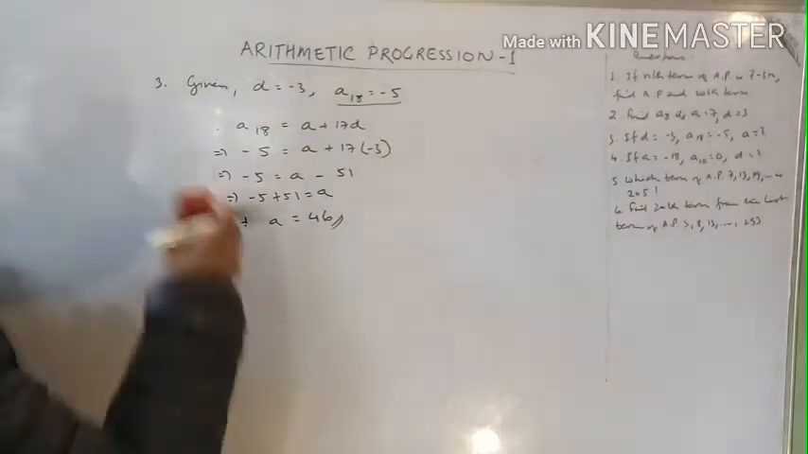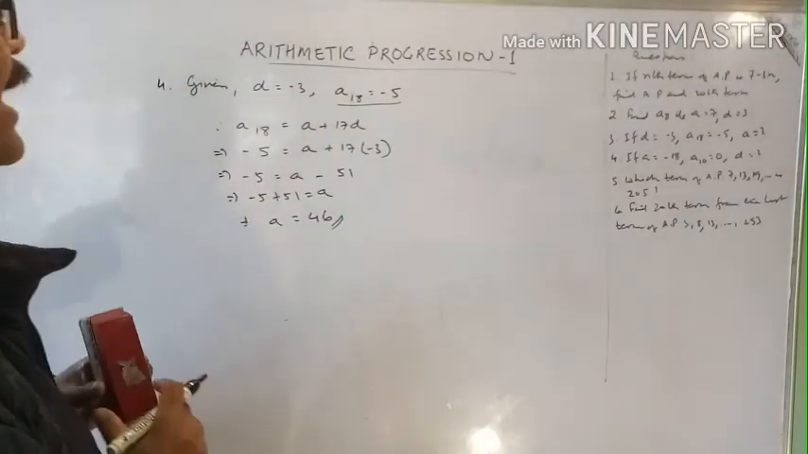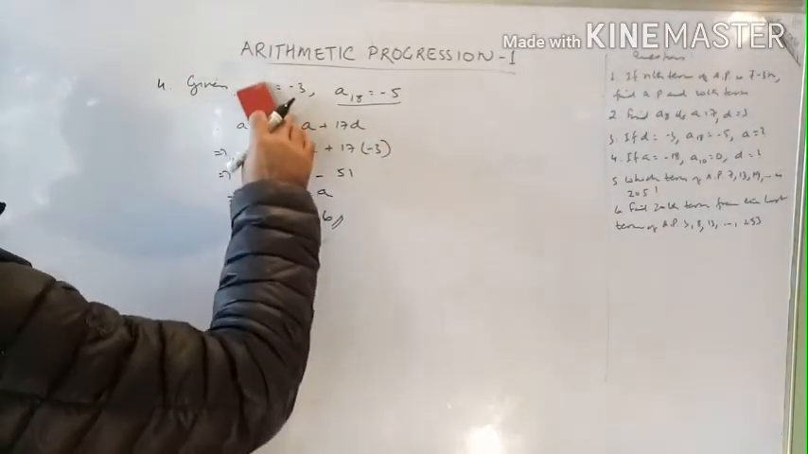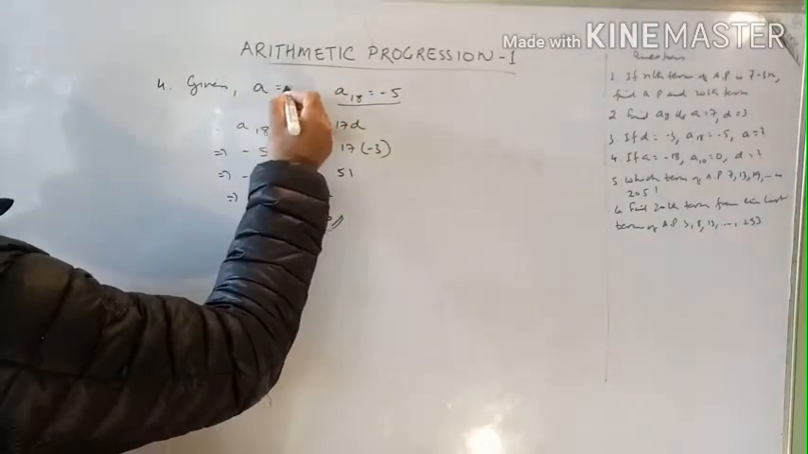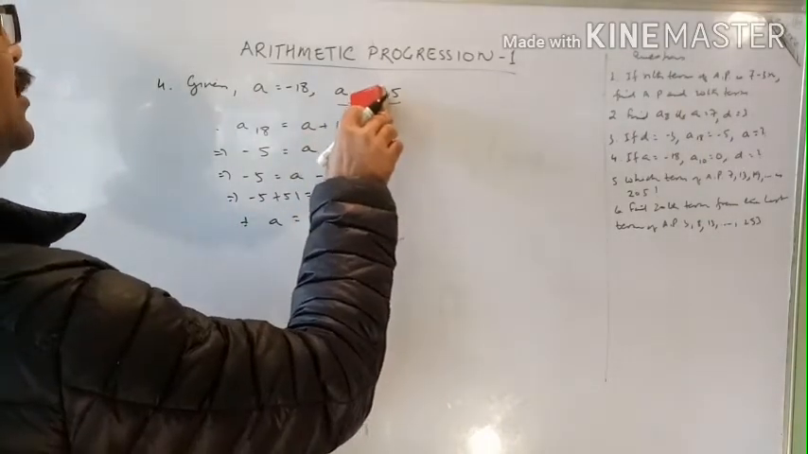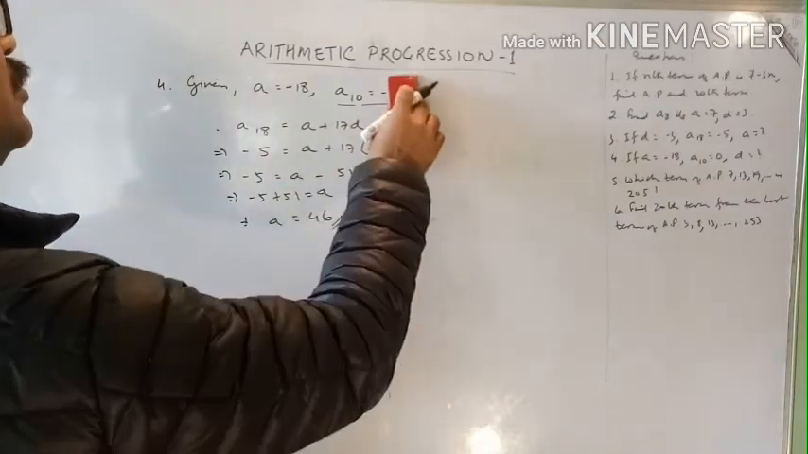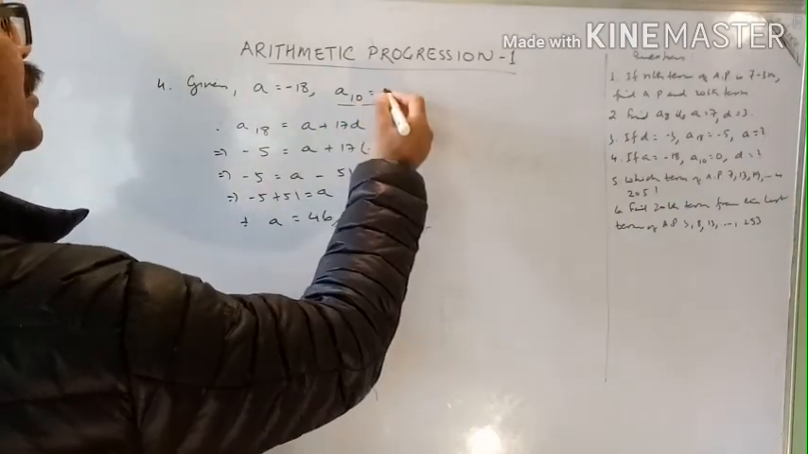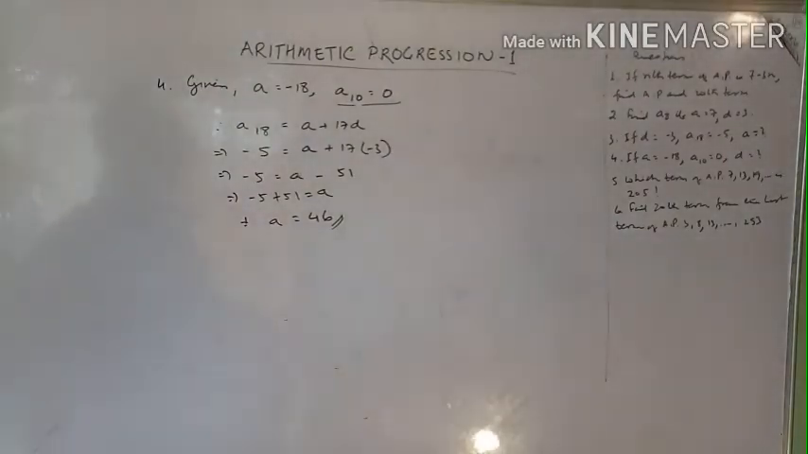Now, question number 4. What is given? A is given as minus 18, and A10, the 10th term, is equal to 0. The question says find D, meaning find the common difference.